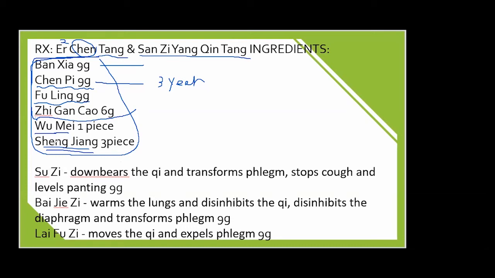Then we talk about San Zi Yang Qin Tang. San means three, zi means seeds. Three seeds put together, nourishing the mom. But truly, this formula transforms phlegm, sends lung qi downwards, and even warms the lung.